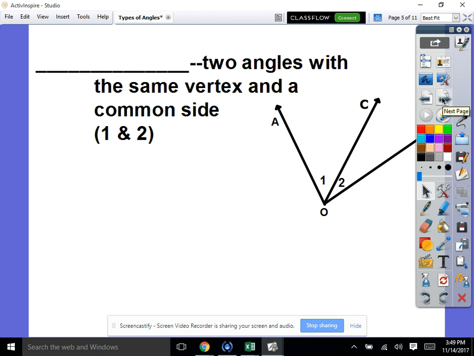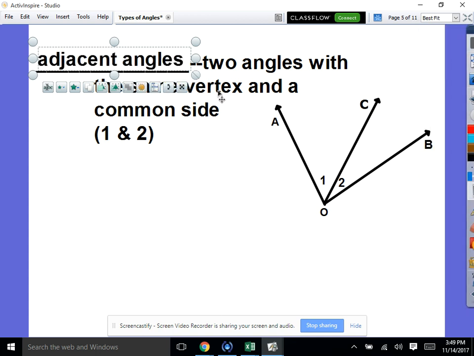All right, two angles with the same vertex and a common side are called adjacent angles. So they are side by side, they are adjacent, and they share the common side of OC. So you have angle AOC and angle BOC.